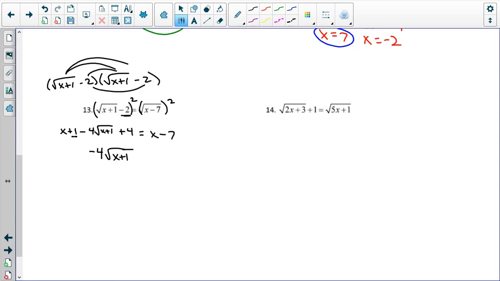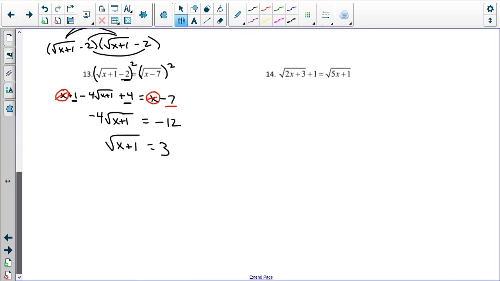So 1 plus 4 is 5. I will subtract that over, and that ends up being negative 12 on the other side, because negative 7 minus 5 is negative 12. The good news is these x's are on opposite sides of the equal sign. When I subtract them, they cancel out. So that ends up not being as bad as it could be. So root x plus 1 equals 3.